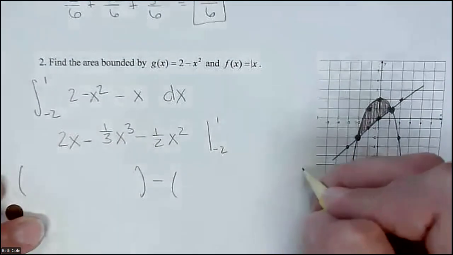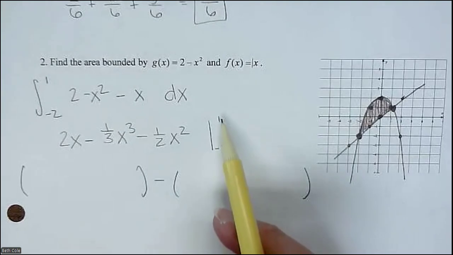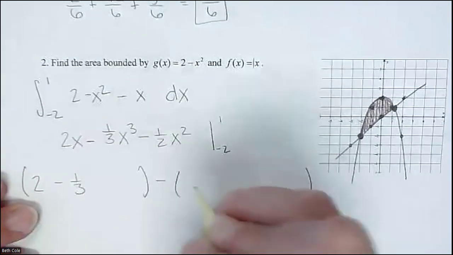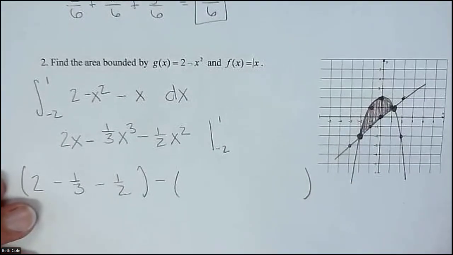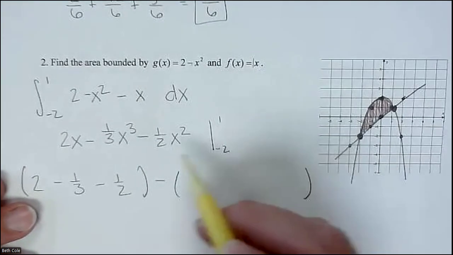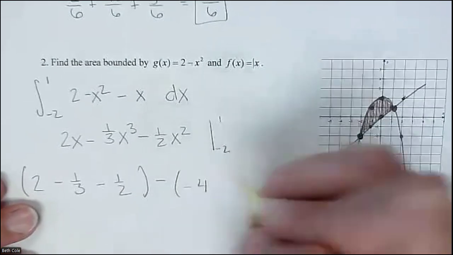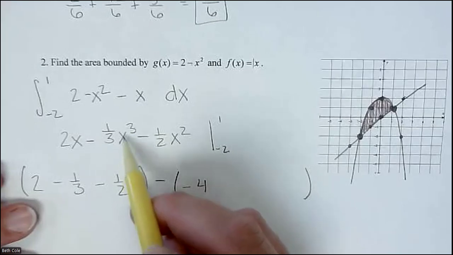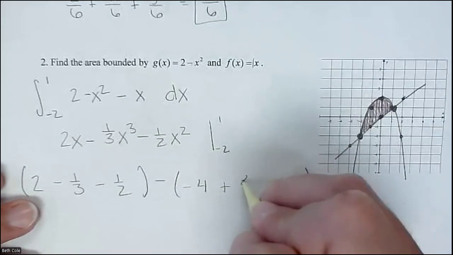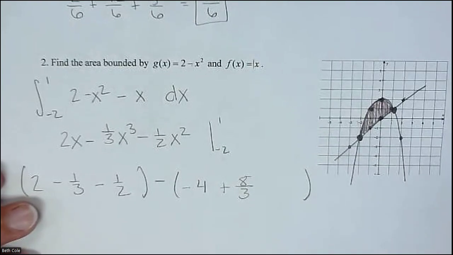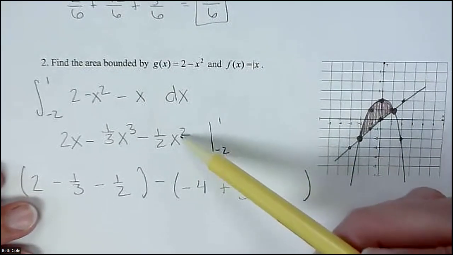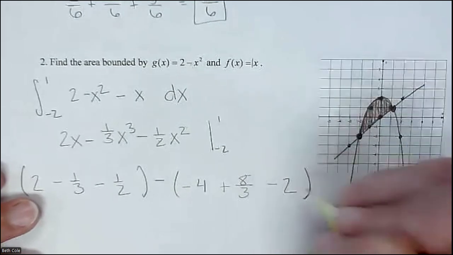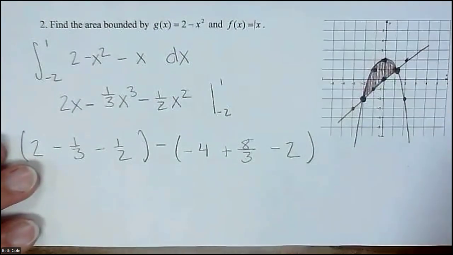All right, upper minus lower, just go ahead and set it up blank. We're going to plug in 1 to everything. So that would give us 2 minus 1/3 minus 1/2. And then if you plug in -2, that's going to give you -4. All right, now let's fight our way through this one. -2 cubed, -8. Negatives cancel, so it'll be plus 8/3. And then the last one, -2 squared, 4, half of that, 2. So -2. We're going to keep going. This one's not unreasonable. We can do it.